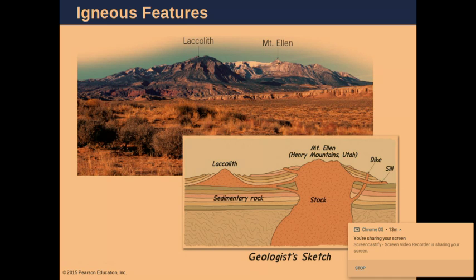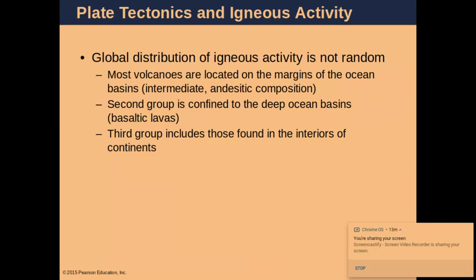As far as where we see igneous activity, most volcanoes are located on the margins of the ocean basins. So think, once again, ring of fire, because you have the whole Pacific plate. Then the second group is confined to the deep ocean basins, and that's where we get basaltic lavas. And then the third group includes those found in the interiors of continents.